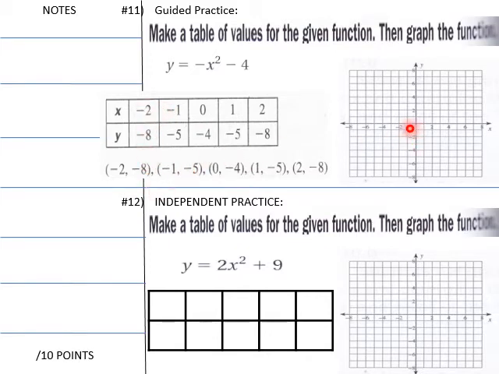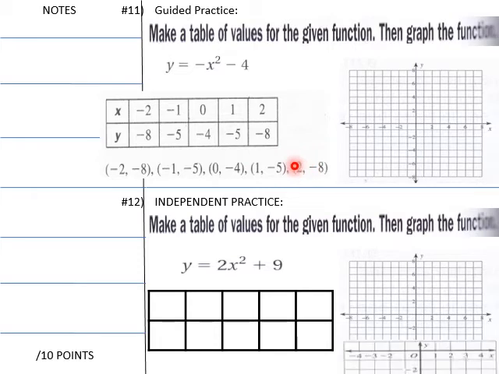So when x equals negative 2, y equals negative 8, we're down here. This is a negative, so you know your parabola is going to be pointed down. You should know that. And then when x equals negative 1, y equals negative 5, which should be down here. When x equals 0, y equals negative 4. When x equals 1, y equals negative 5, which should be down here. And when x equals 2, y equals negative 8.